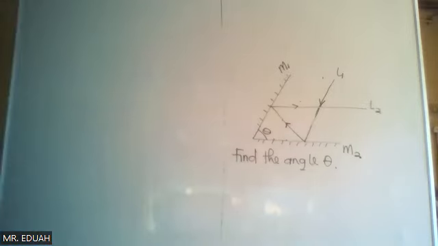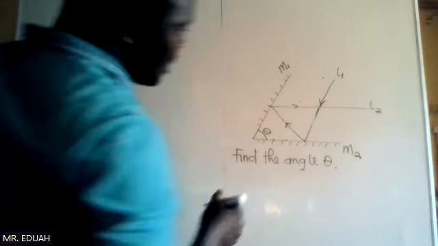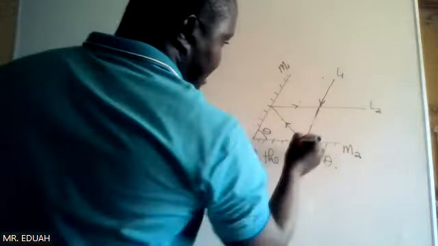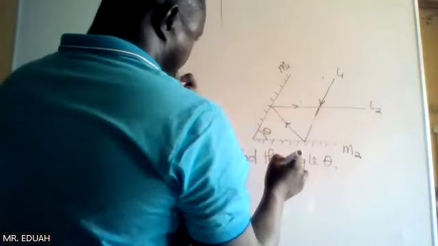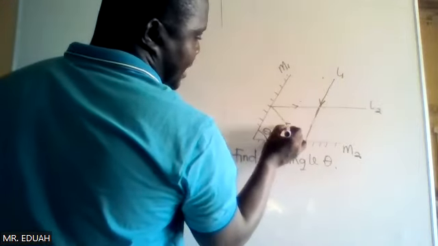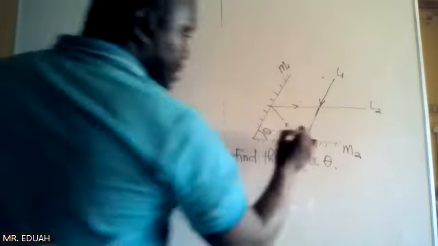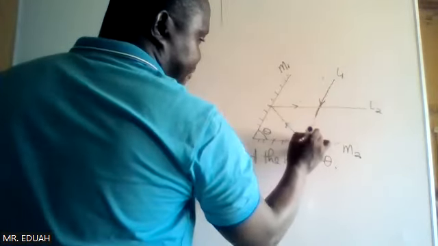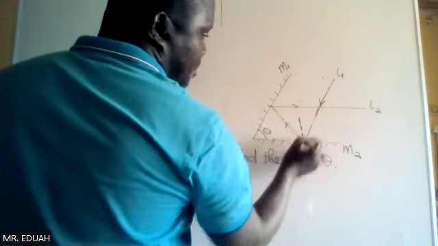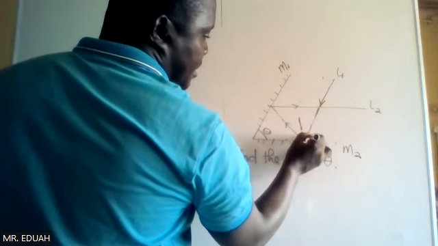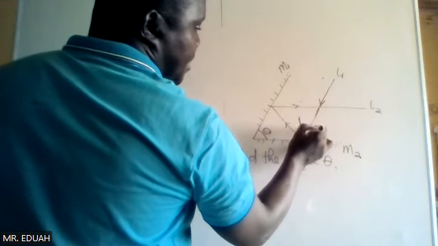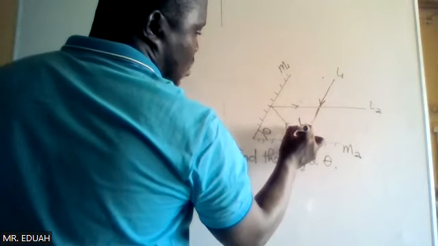Okay, let's see it. So L1 is the incident ray, and this is the incident ray to mirror 1. This is the reflection. So if this is the incident and this is the reflected, if I draw a normal here, we must have, if this is I, this is also I.